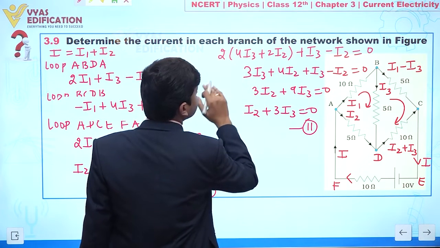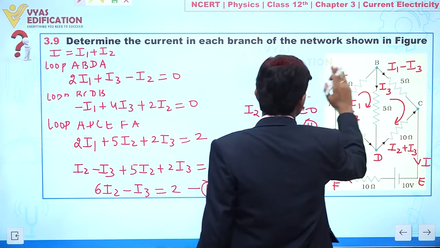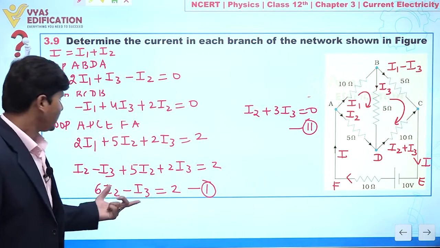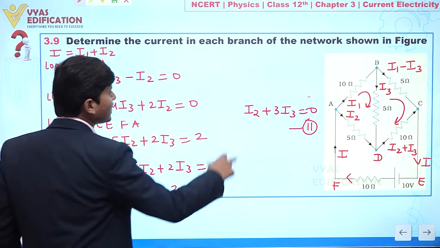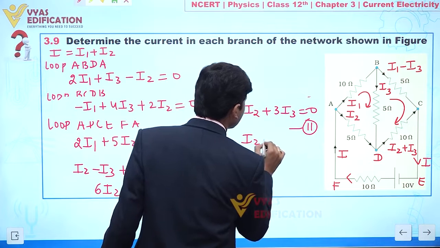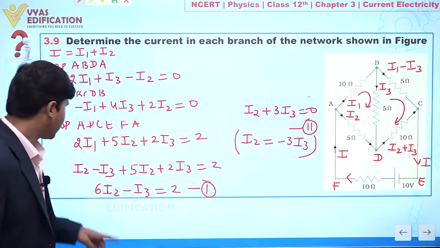So now observe these two equations. In these two equations we have only two variables, I2 and I3. So we can write the value of I2, this is equal to minus 3I3. So I can put this value here.